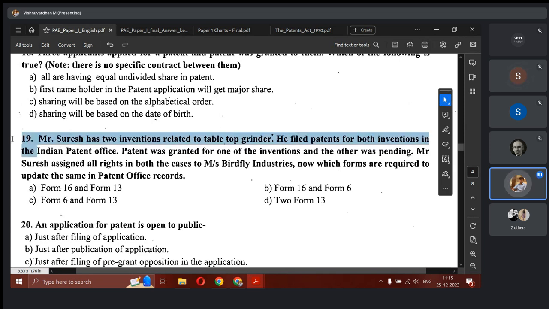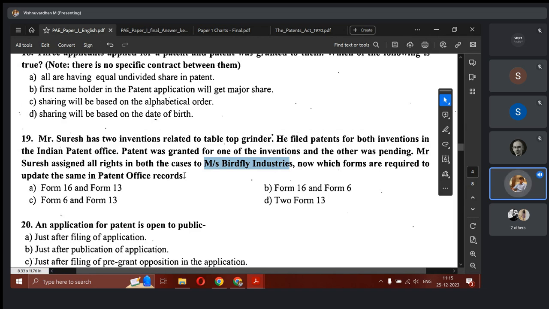Moving on. Question number 19. Mr. Suresh has 2 inventions related to a tabletop grinder. Cool. He filed patents for both inventions in the Indian Patent Office. So both are related to a tabletop grinder. I'm assuming slight improvements are there. One maybe has some kind of improvement and the other is the same thing. Patent was granted for one of the inventions and the other was pending. Mr. Suresh assigned all rights in both the cases to MS Birdfly Industries. Now, which forms are required to update the same in the patent office records.